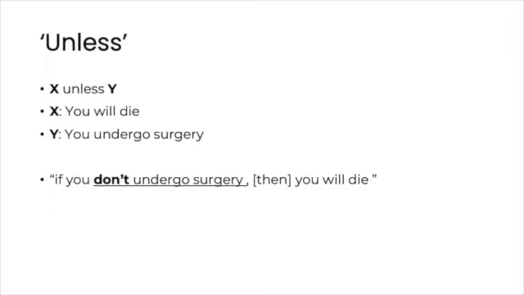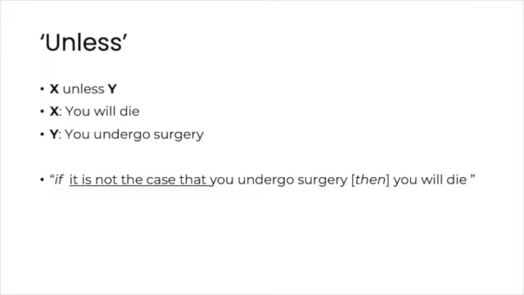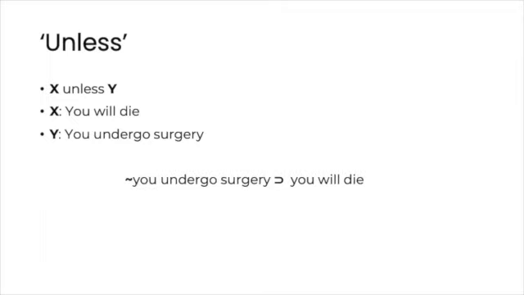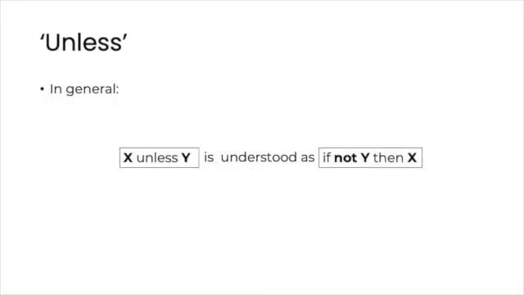Then, you don't undergo surgery in sentential logic is: it is not the case that you undergo surgery. Now we have an if-then construction, which we can replace with a horseshoe. And we can exchange it's not the case with a tilde. Finally, we can substitute the atomic sentences with the sentence variables. And we reach the general form, X unless Y, which is represented as if not Y, then X. And this is a convention we're going to adopt from now on. X unless Y is understood as if not Y, then X.